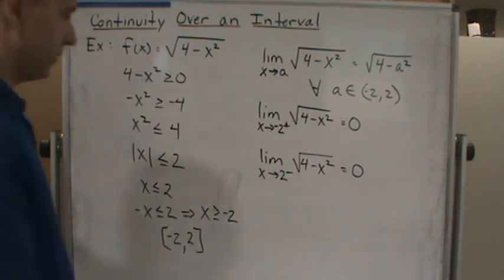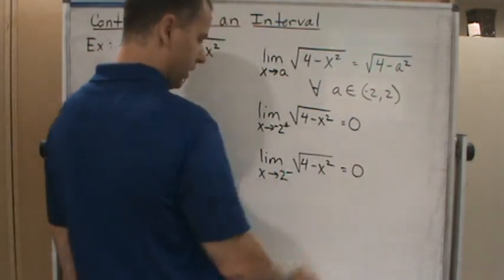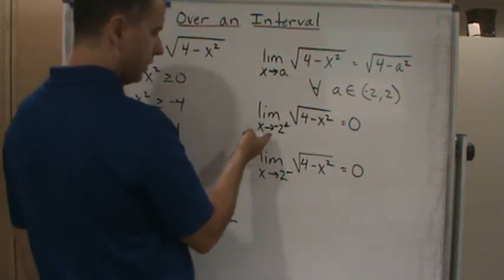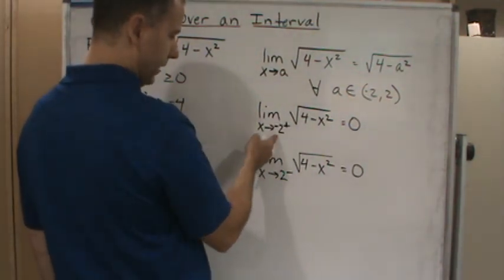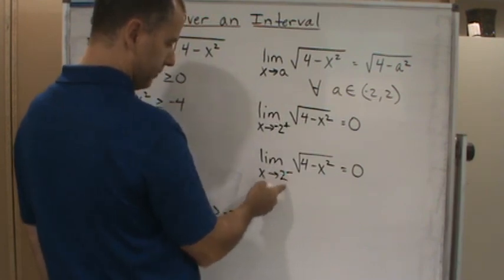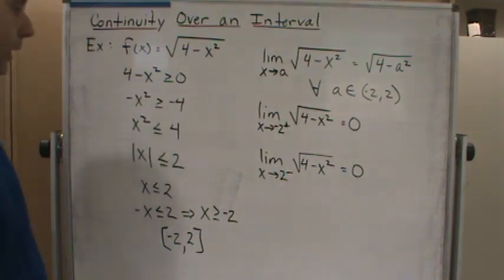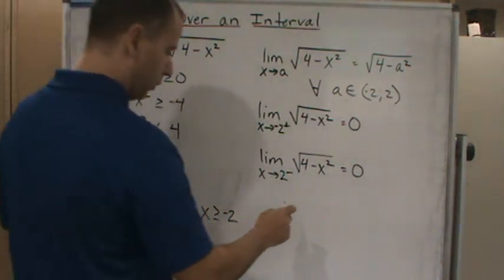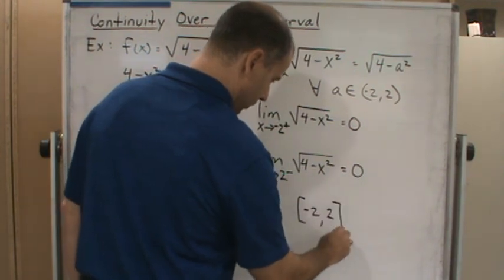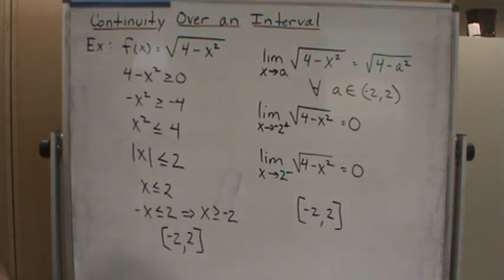Which is a real number. So the limit exists, so therefore it's continuous. It's continuous from the right at -2, and it's continuous from the left at +2. And so therefore, the interval of continuity is -2, 2 with square brackets. And that's it. Have a great day.